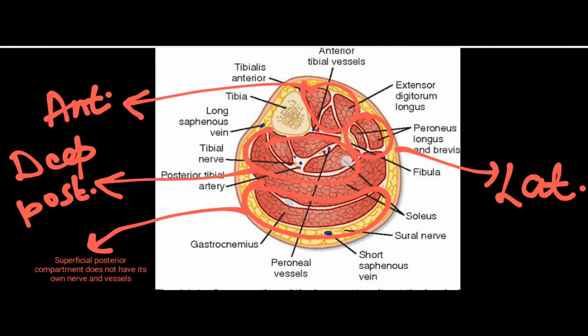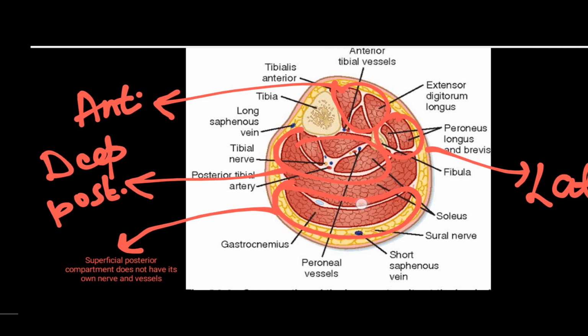Then in the deep compartment, posterior deep compartment, we have tibialis posterior and flexor muscles. Like here we had extensor muscles, extensor digitorum and extensor hallucis. Here we have flexor hallucis and flexor digitorum. And the other muscle is popliteus. And what is the nerve supply? Nerve and the vessels. Nerve is tibial nerve and the vessels are the posterior tibial vessels.